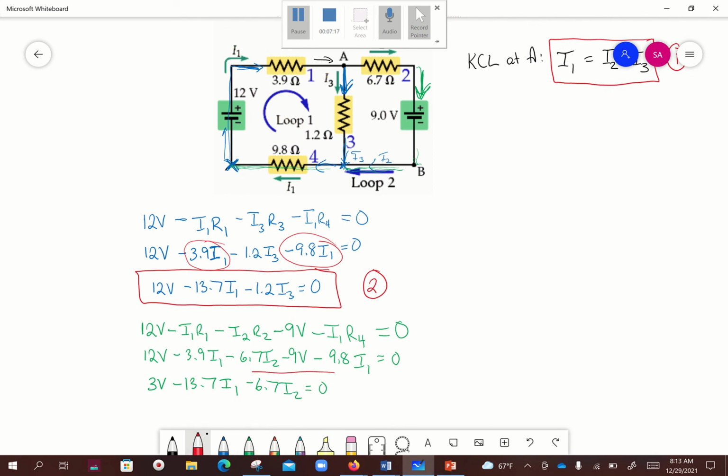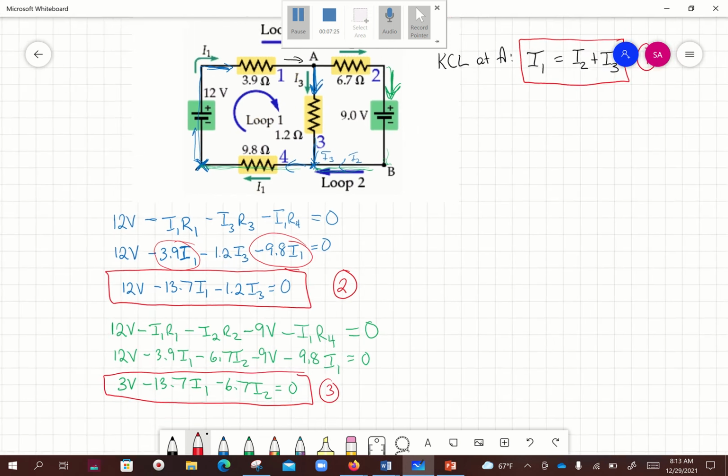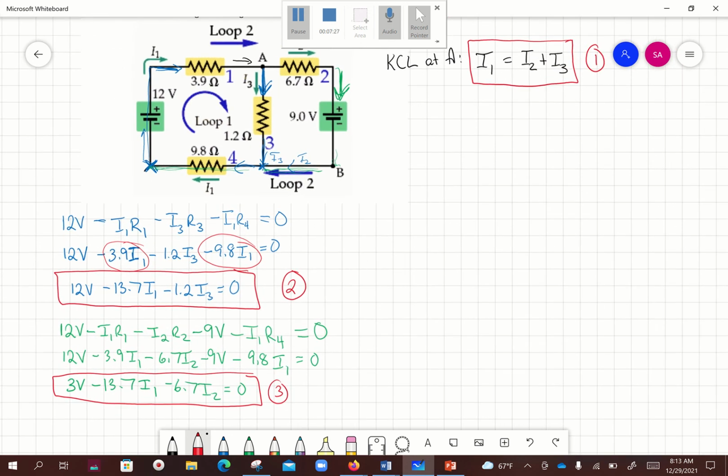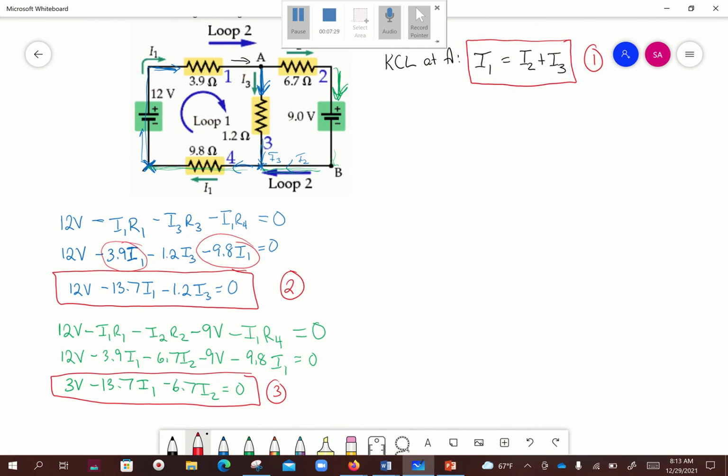So now that's my third equation. I've got equation 1, which is up here. Let me just slide that over a bit so you can see it. So I've got I1 equals I2 plus I3. That's my equation 1. Got equation 2 and I got equation 3. So I've got 3 equations and 3 unknowns, so I should be able to solve it. So now from this point, it's just algebra.